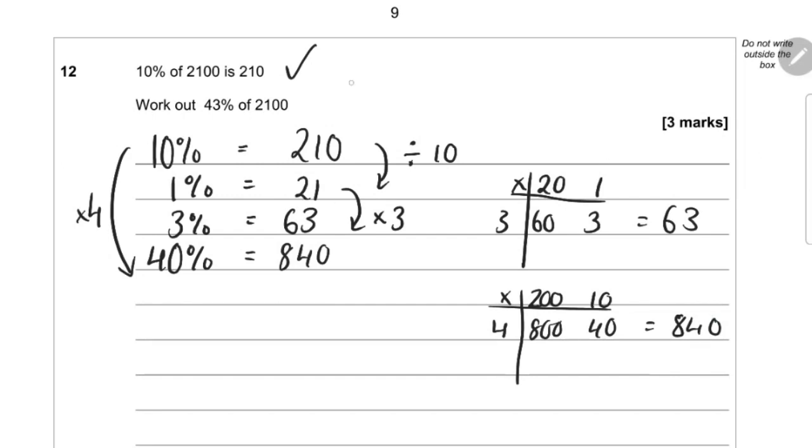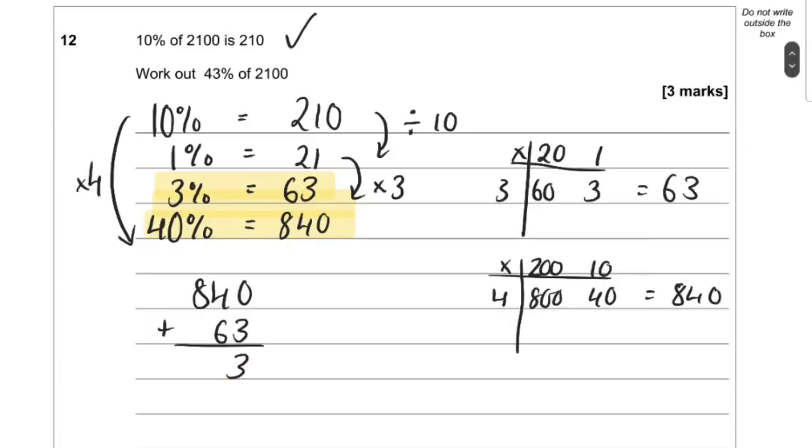So now we can just add up these last two rows to get our 43%. So I'm going to use column method addition. 840 plus 63, we've got 3 there, we've got 4 plus 6 is 10, so we're going to carry that 1, and then we're going to have 8 plus 1 is 9, so the answer is going to be 903.